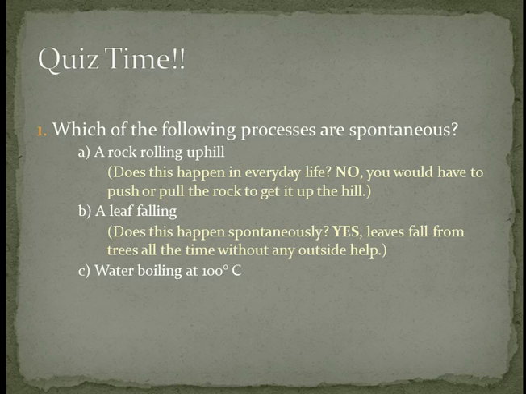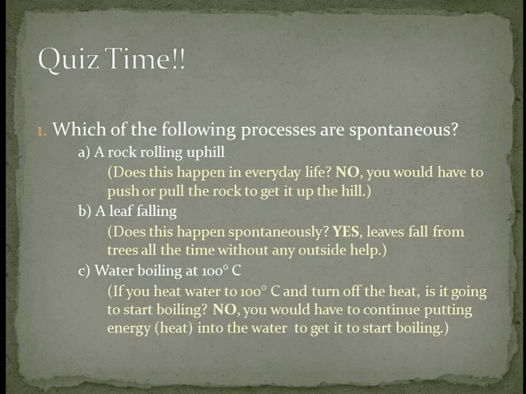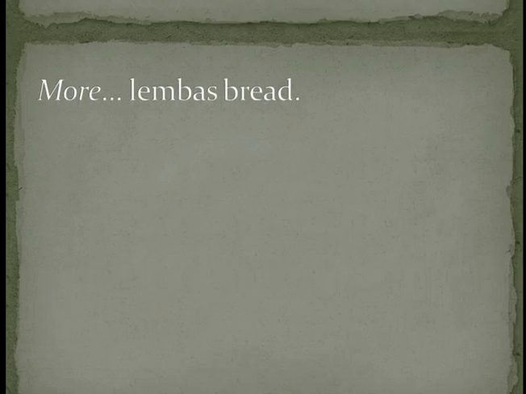A leaf falling, on the other hand, that happens all the time. Gravity pulls it from the branch to the ground, so that is a spontaneous process. And water boiling at 100 degrees Celsius. If you heated it to 100 degrees and turned off the heat, is it going to start boiling? No, it's not spontaneous. You'd have to keep putting heat energy into the water to get it to start boiling.